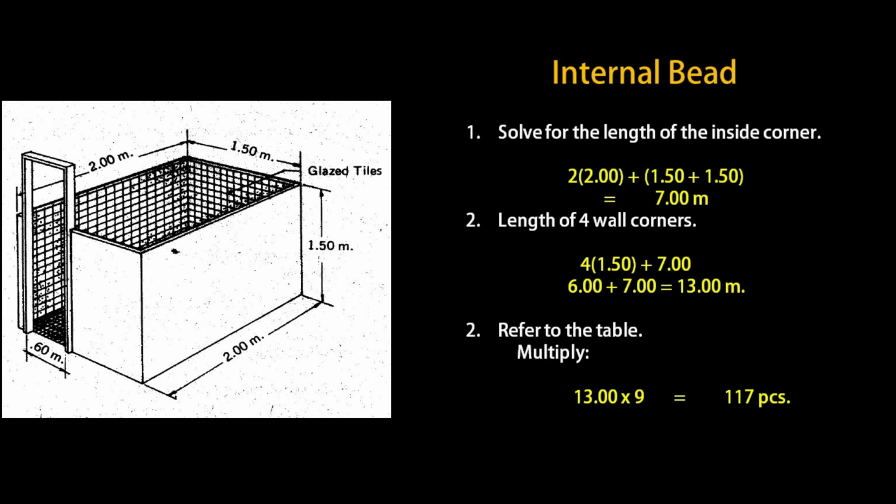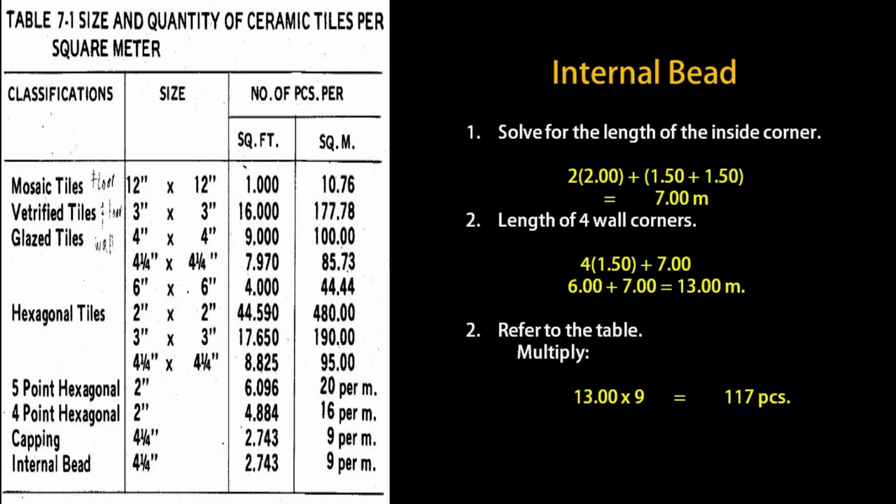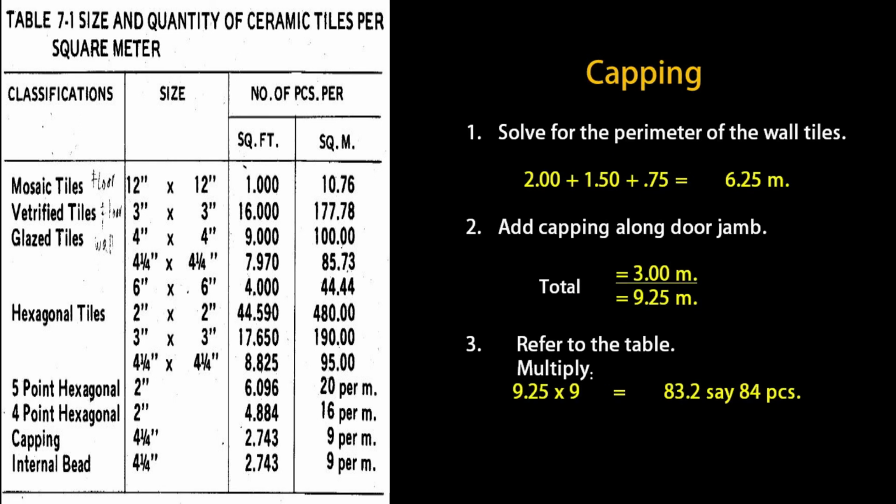In solving for the internal bead, solve first for the length of the inside corner. That would be 2 times 2 meters plus 1.50 plus 1.50 meters, which gives us 7 meters. Then, the length of the 4 wall corners: 4 times 1.50 plus 7 gives us 13 meters. Then, refer to the table and multiply 13 by 9. It would give us 117 pieces of internal bead.